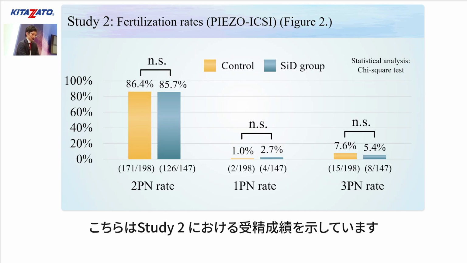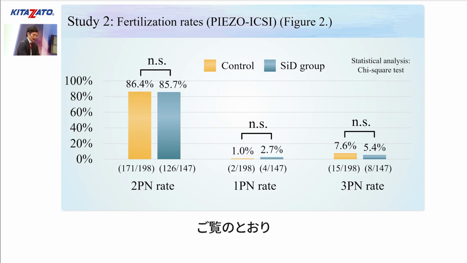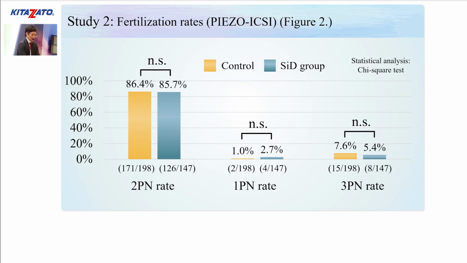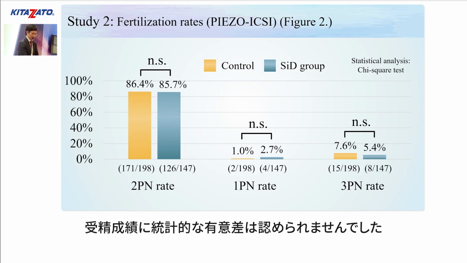This slide shows fertilization outcome from Study 2. As you can see in this graph, the rates of 2PN, 1PN, and 3PN were comparable between the control and SIDO groups. There were no statistically significant differences in fertilization outcome.